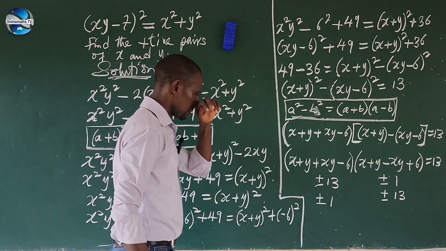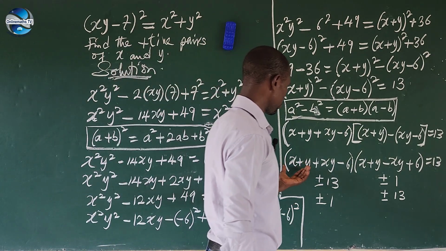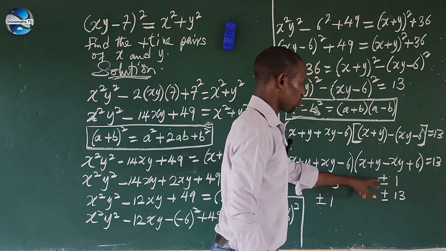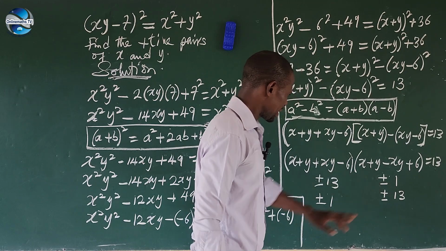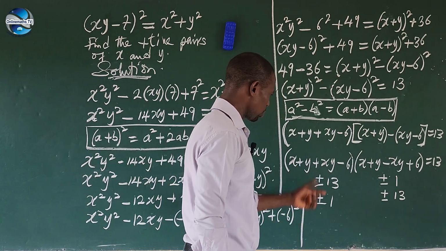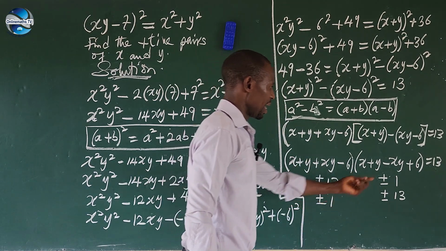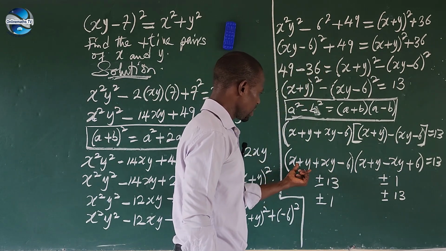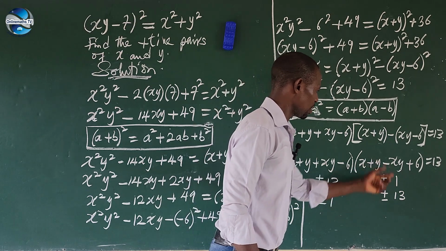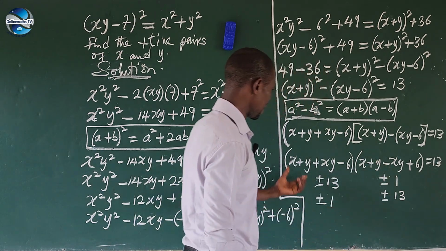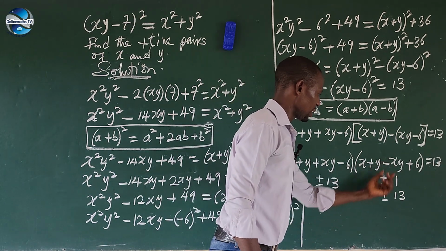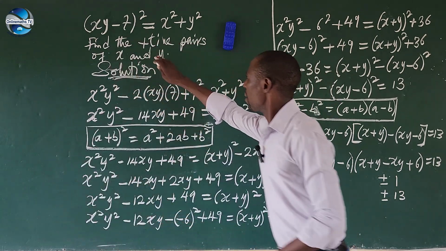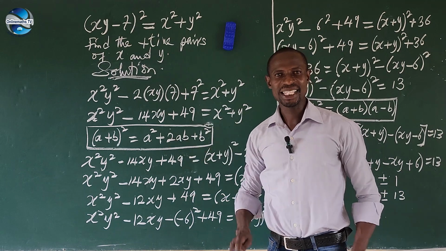Yes. So if that is the case, let's take the first case, whereby we equate this to positive 13, then this will now be positive 1. And second case scenario, we equate this to negative 13 and this to negative 1. Then the third one will be this to positive 1 and this to positive 13. Then this to negative 1 and this to negative 13. And see which of them will give us a positive pair for x and y.